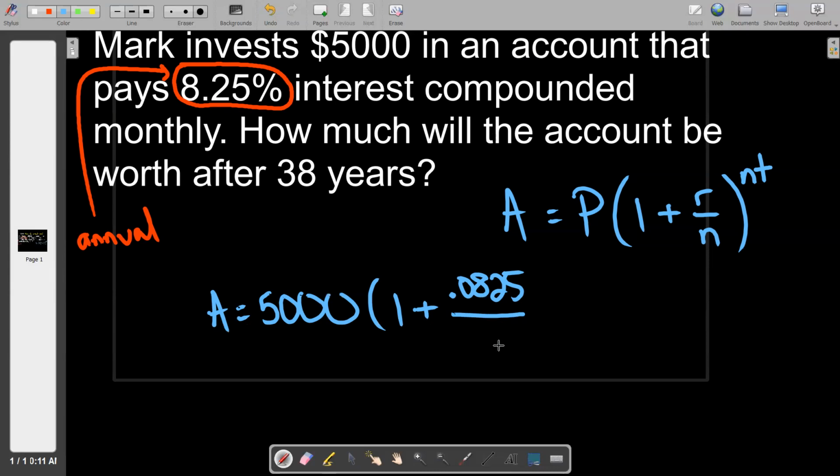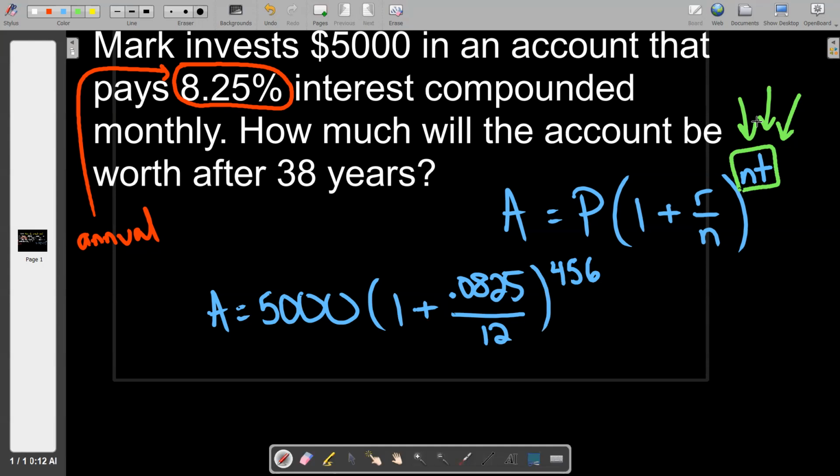Over 12. Over 12. Because remember, N is the number of times per year. And now my exponent is going to be 456. Now, you might wonder where I got that, and I'm going to draw a little green box up here, and I want to draw your attention to that little green box. Do you see it up there? Yeah. That says to do N times T. In this problem, what's N? 12. What's T? 38. And what's 12 times 38? 456. Jackpot.